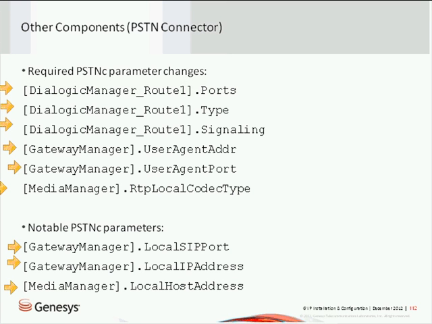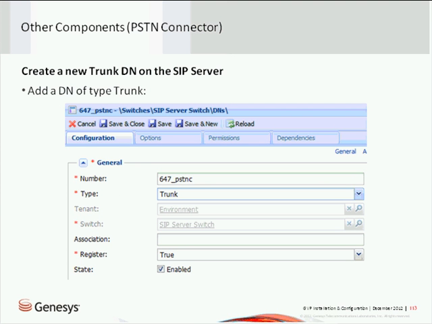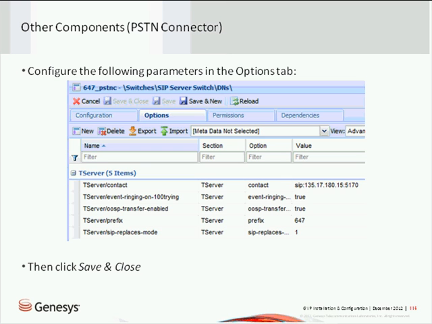A few other notable parameters, basically you can set the port and address, same way we have with other systems or other components. You should be creating a trunk DN on your SIP server. I've named this based on my prefix. You can name it whatever you want.